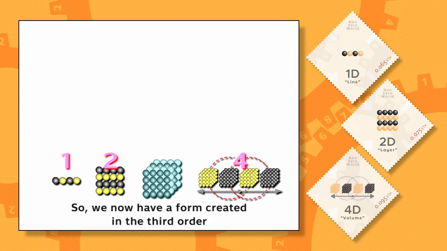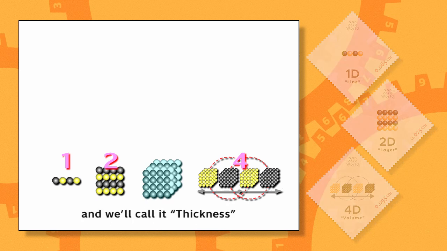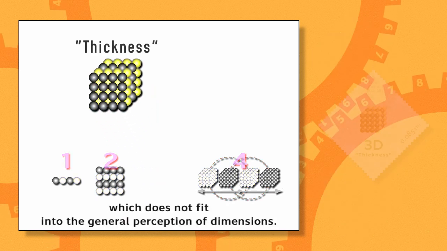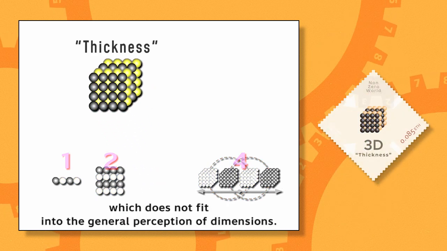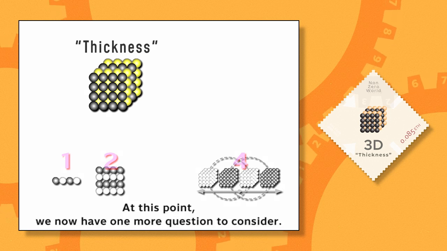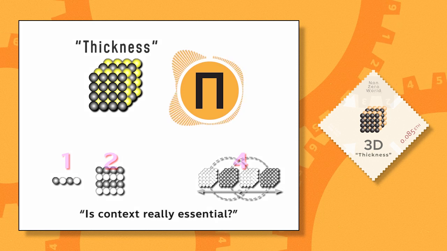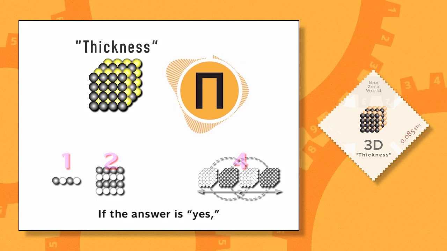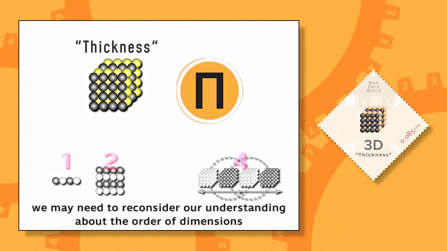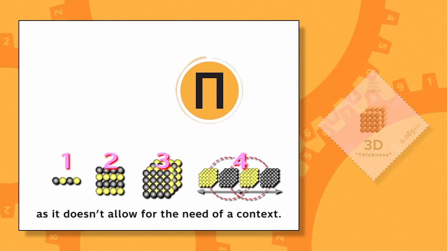So, we now have a form created in the third order, and we'll call it thickness, which does not fit into the general perception of dimensions. At this point, we now have one more question to consider. Is context really essential? If the answer is yes, we may need to reconsider our understanding about the order of dimensions, as it doesn't allow for the need of a context.